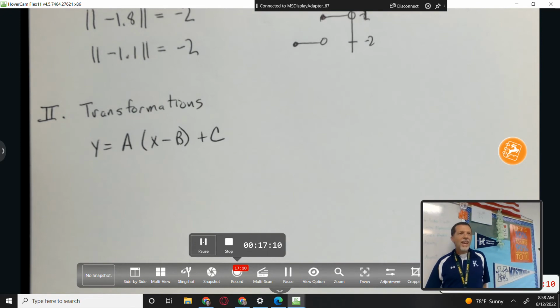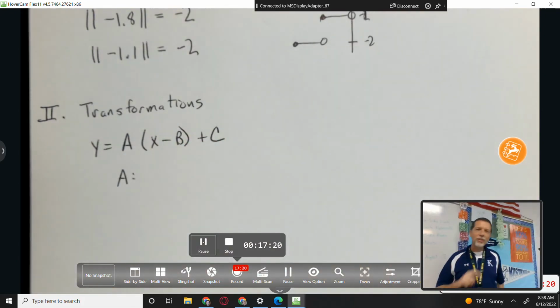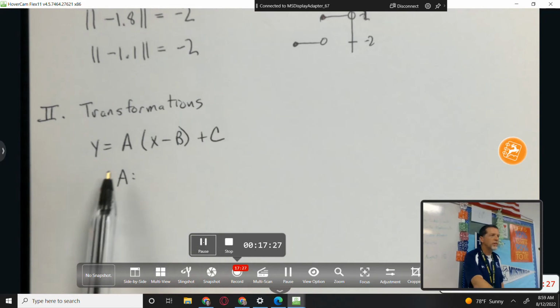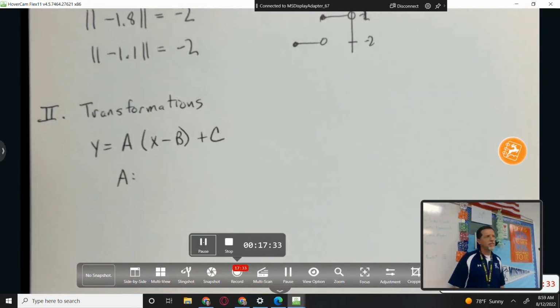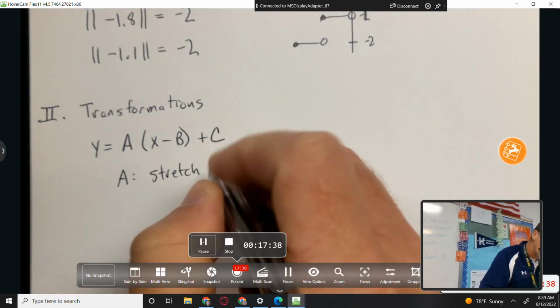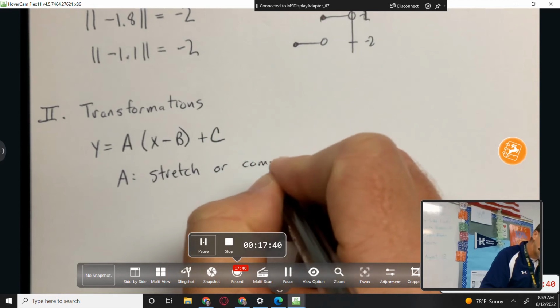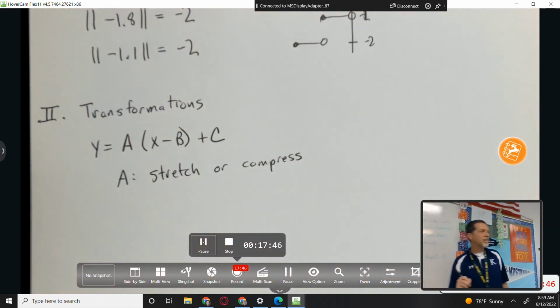Y equals A times x minus B plus C. Okay, now's your chance to prove that your Algebra 2 teacher was an all-star. What does A do? So even if this is like square root or squared or absolute value, if there's a number out front, what does it do to the graph? Stretch or compress. Good. Stretch or compress.